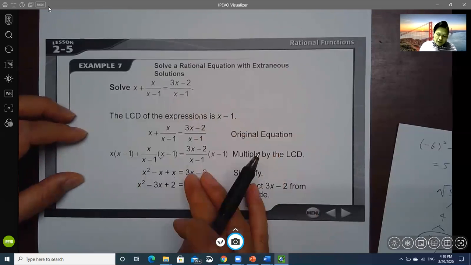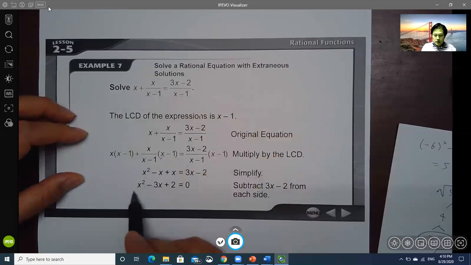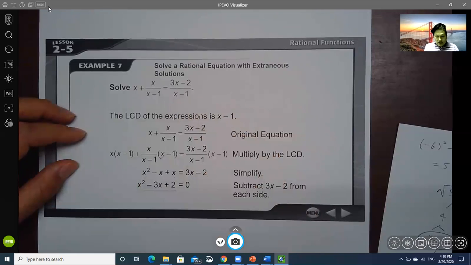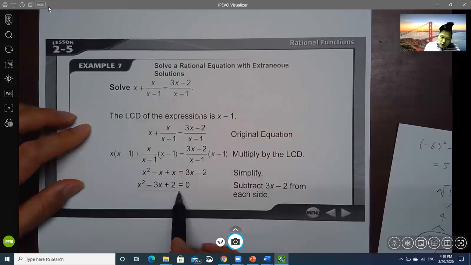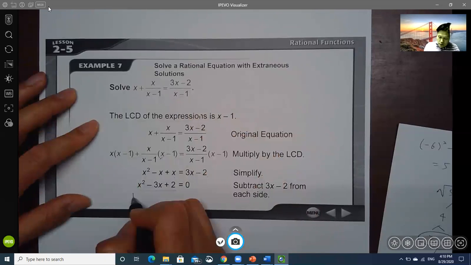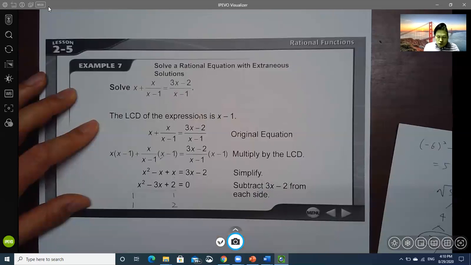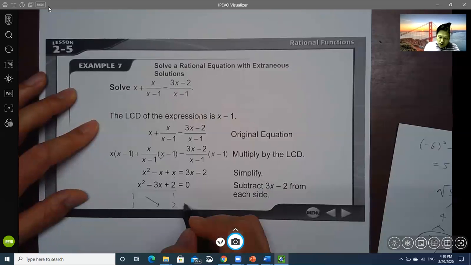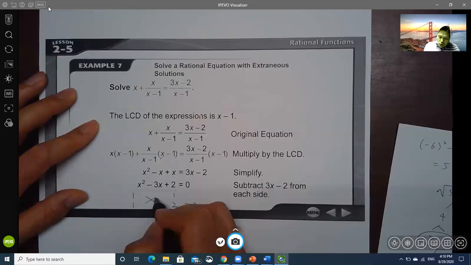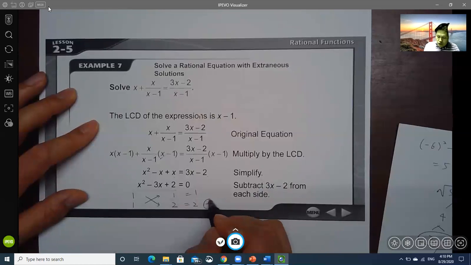Move everything to the left-hand side, you got this. Can you factor this? I think it's factorable. 1 times 1 makes 1. 1 times 2 makes 2. Multiply, you get 2. Multiply, you get 1. Add them, you get 3.